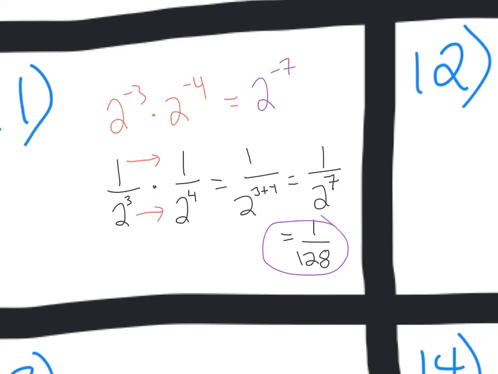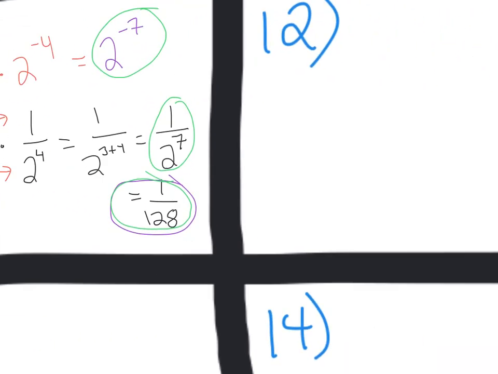These three things are all the same right here. I'm going to circle them in green. This is equal to this, which is equal to that. Those are just 3 different ways to write the same thing. Okay, let's go to number 12.